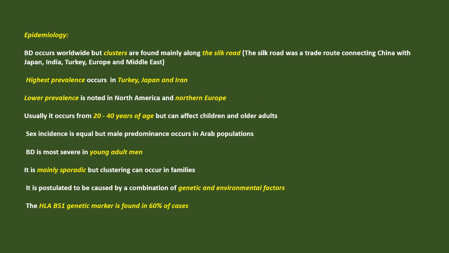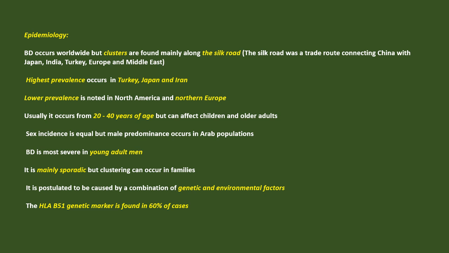Epidemiology. Behcet's disease occurs worldwide, but clusters are found mainly along the Silk Road, which was a trade route connecting China with Japan, India, Turkey, Europe, and the Middle East. The highest prevalence occurs in Turkey, Japan, and Iran. Lower prevalence is noted in North America and Northern Europe. Usually it occurs from 20 to 40 years of age, but it can affect children and older adults. Sex incidence is equal, but male predominance occurs in the Arab populations.